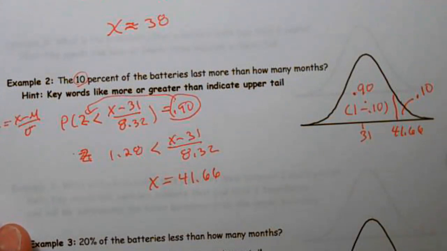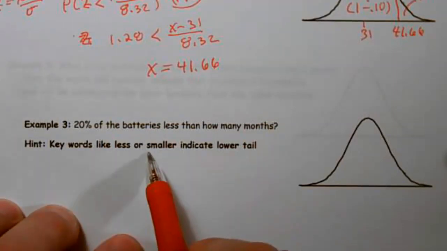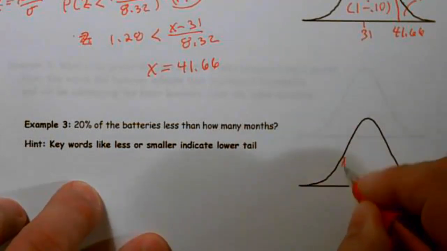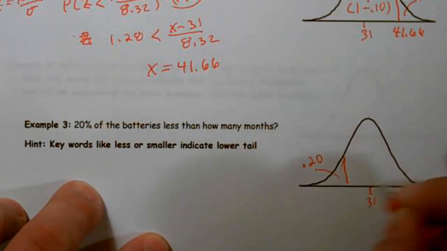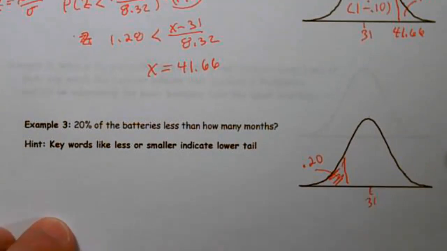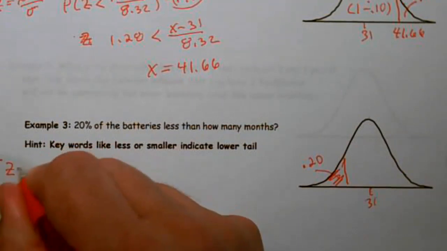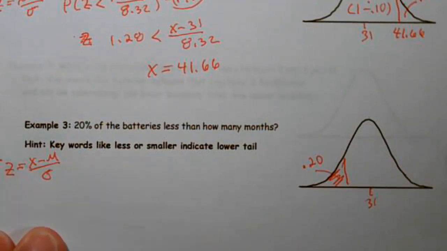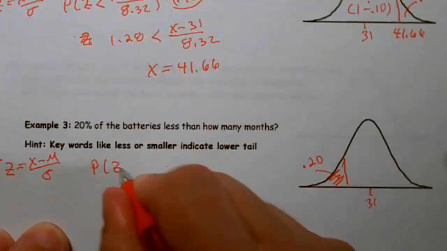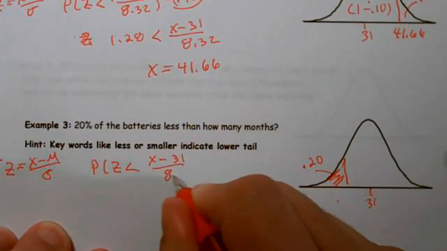Okay, I recognize this one is a slight bit different. Our next problem on inverse norm, 20% of the batteries are less than how many months? Keywords like less indicate lower tail. So in this case, we're at 0.20. Our mean is still 31. And obviously, if we're working from the left, I don't have to do the 1 minusing as I did previously. Once again, z equals x minus mu over sigma. And I'm looking for the probability that z is less than some x that I don't know, minus 31 over 8.32.